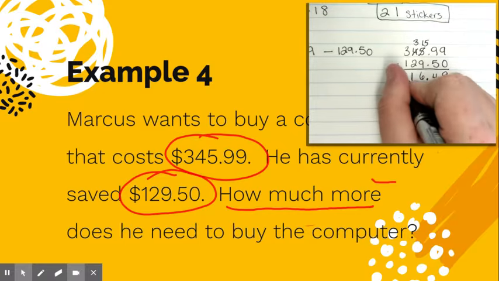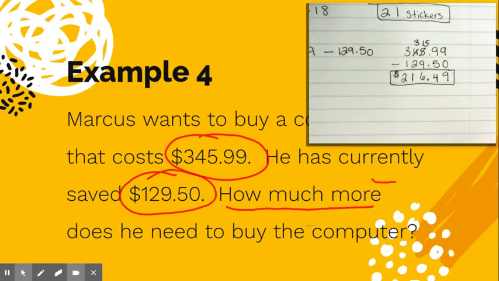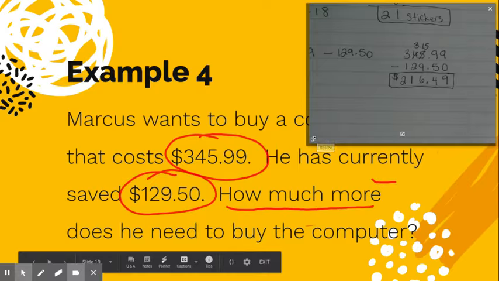So I need a total of $216.49 more to get my computer. Okay, any questions on that one? Let me know. We'll keep going.